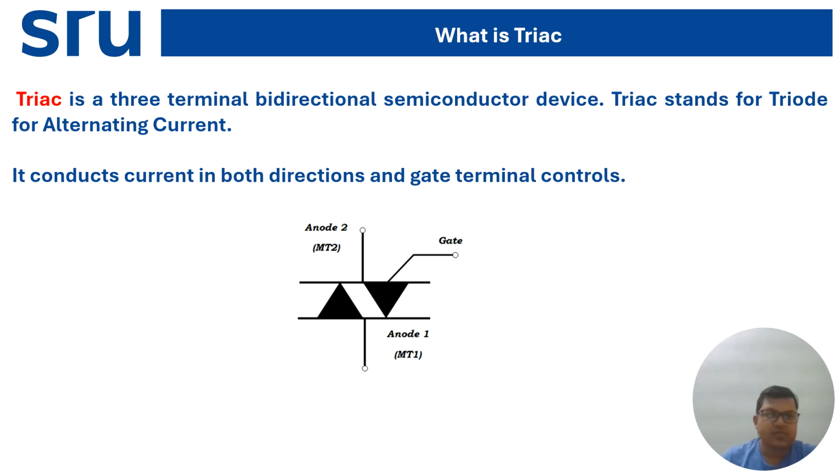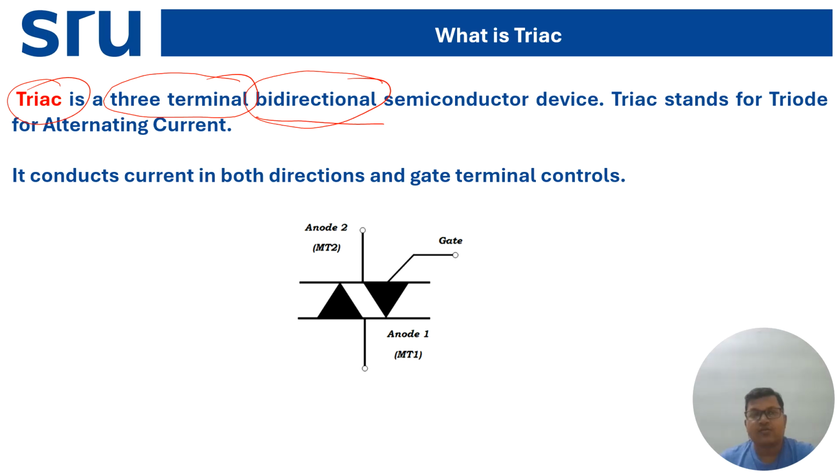So as you can see, TRIAC is a three-terminal bidirectional semiconductor device. There are a couple of important terminologies. These are the two properties of the device, and of course it is a semiconductor device.